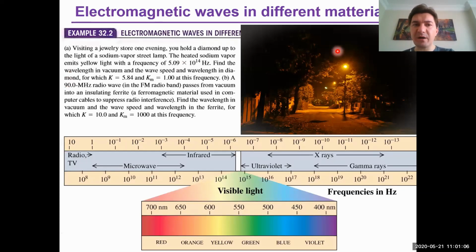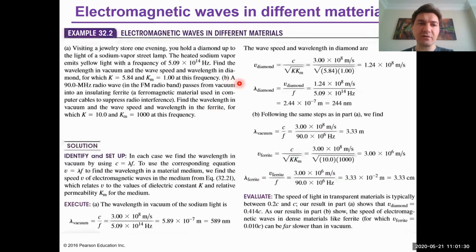So what about the wavelength of that yellow color of the heated sodium vapor in vacuum, and what is its wave speed and wavelength in diamond? For diamond, K is given, Km is also given, so we can calculate. We will do that.